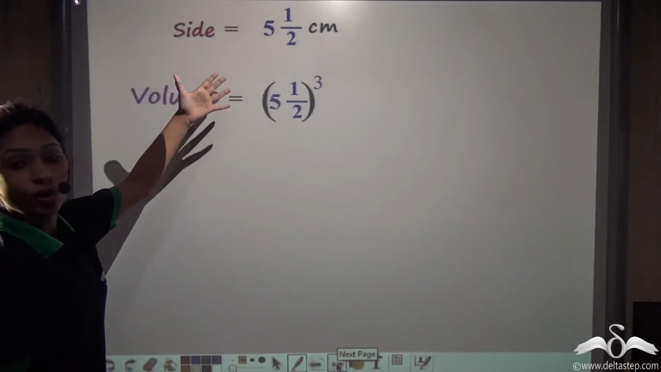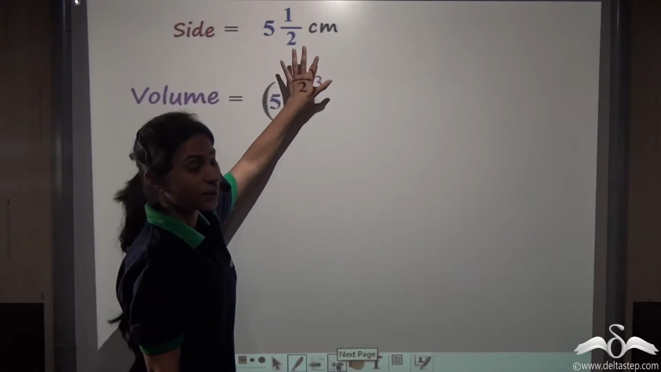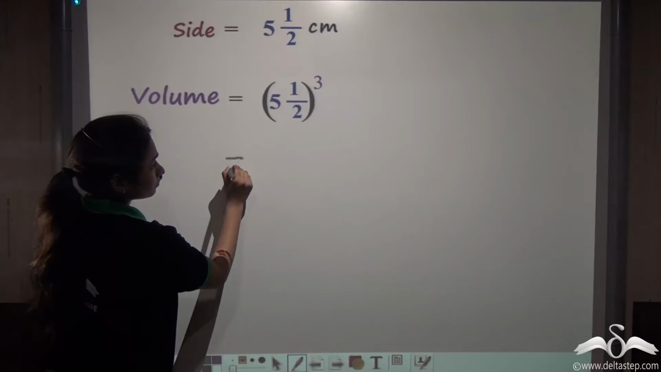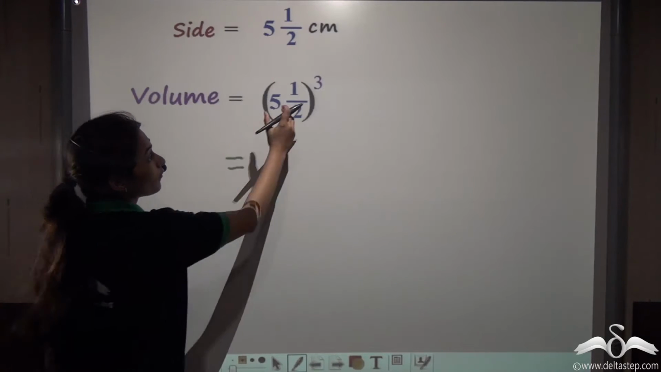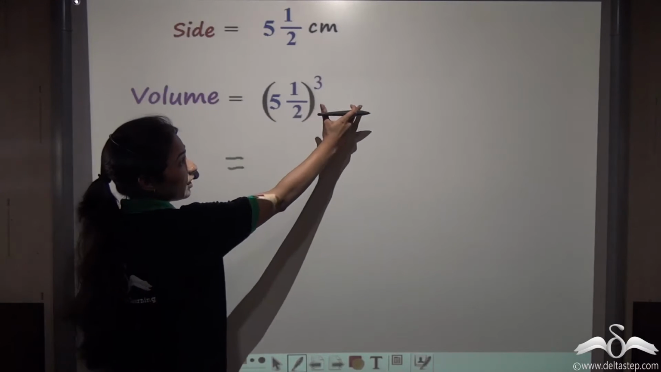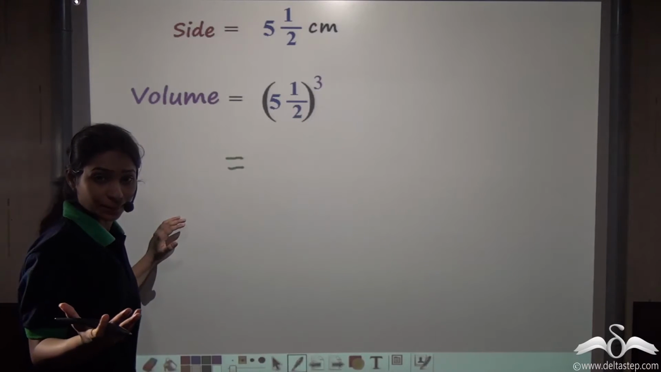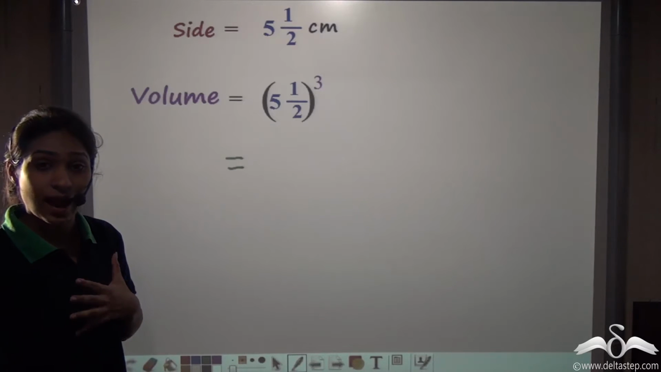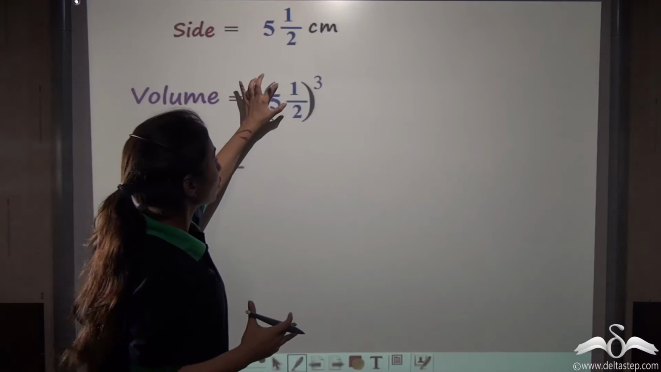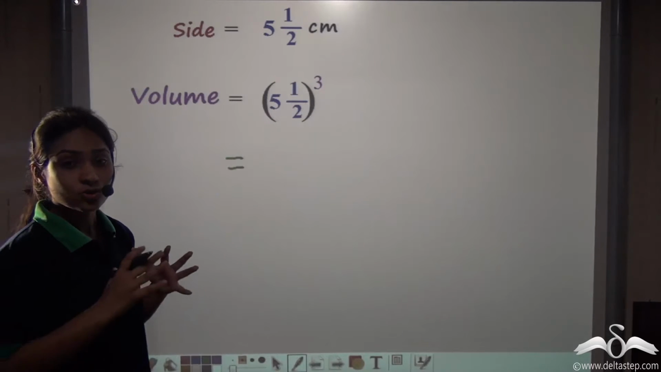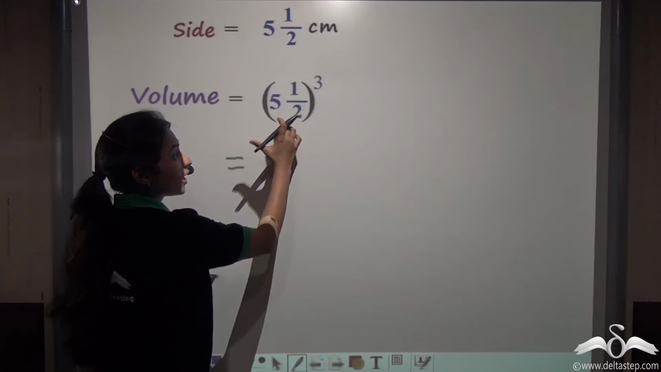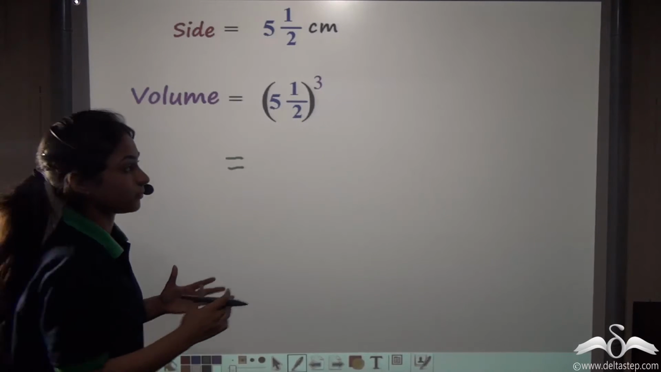Well, if the side of this Rubik's cube is 5.5 centimeter, then the volume will be the cube of this. So we cannot find out the cube with the mixed fraction itself. How will you find out? 5 into 5 into 5 and half into half into half separately? And then you can't add it or multiply it, or there is a big confusion how to cube a mixed fraction. So to avoid this confusion, first convert this mixed fraction into an improper fraction.